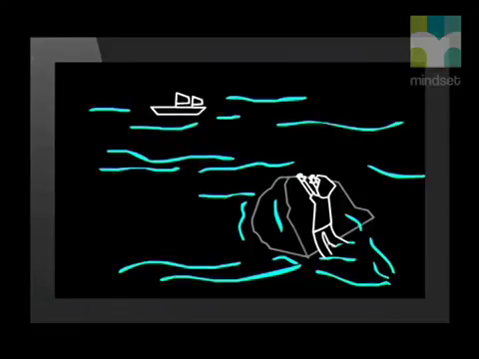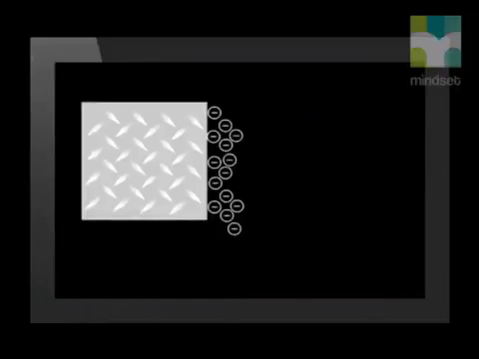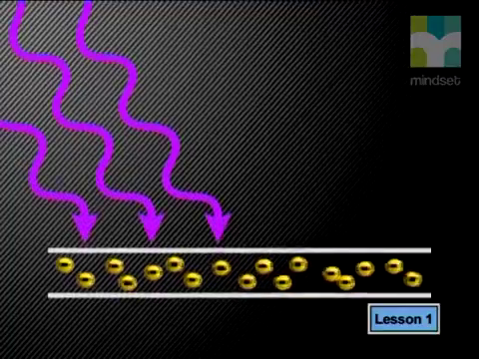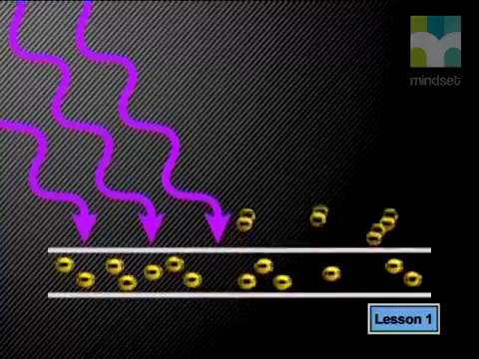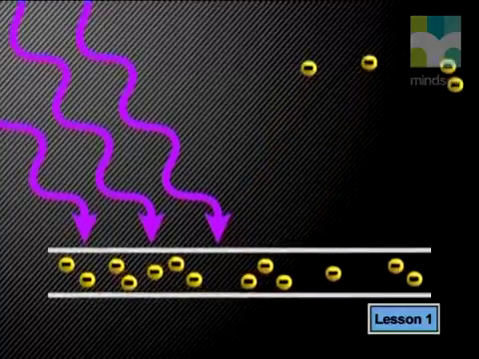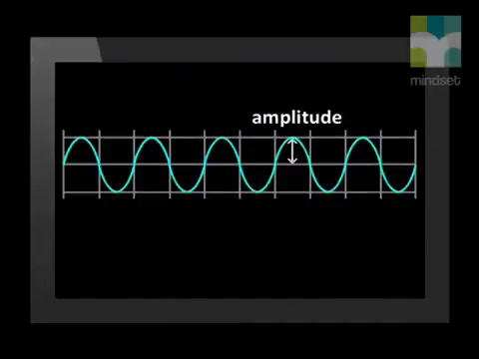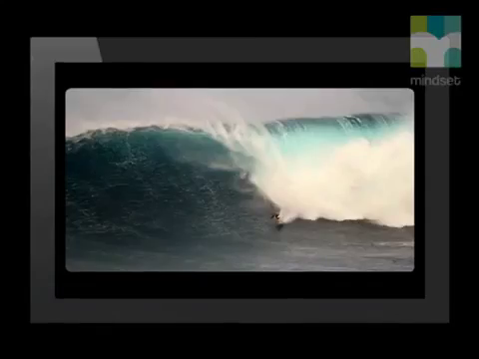Now let's imagine that instead of us clinging to a rock, we have electrons that cling to the surface of a piece of metal. We shine light onto this metal. If light is a wave, which waves would be more likely to push the electrons off the metal? Waves with a high amplitude and low frequency, or waves with a low amplitude and high frequency? Surely, if light is a wave, we would expect the big waves to knock the electrons off, just as the big waves would be more likely to knock us off the rock.